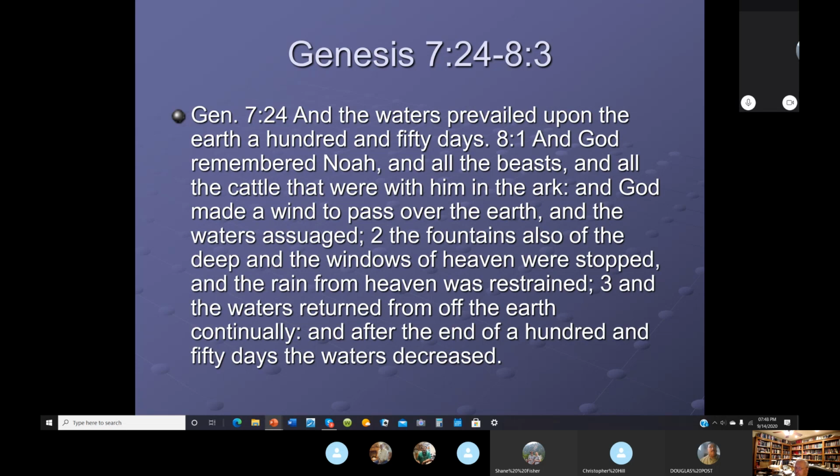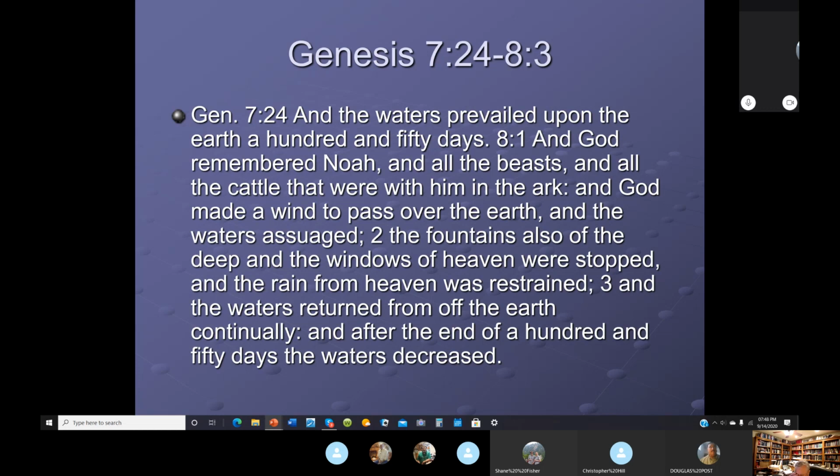In Genesis 7:24, and the waters prevailed upon the earth 150 days. And God remembered Noah and all the beasts and all the cattle that were with him in the ark, and God made a wind to pass over the earth, and the waters assuaged. Assuaged means they've decreased, began to decrease. So right here we see another thing that was really important. The waters prevailed, continued for 150 days, but only rained 40.